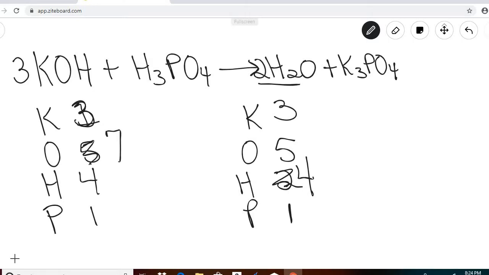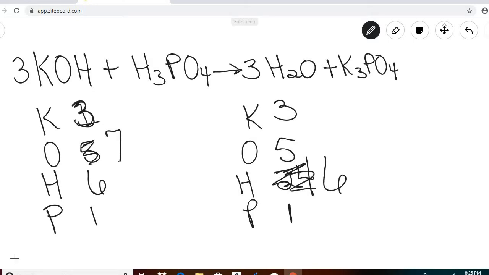Oh, actually, I take that back on the hydrogens. We have 6 hydrogens over here, so we have 3 plus 3. So to get 6 over here, we can put a 3 here. That gives us 6 hydrogens on both sides.